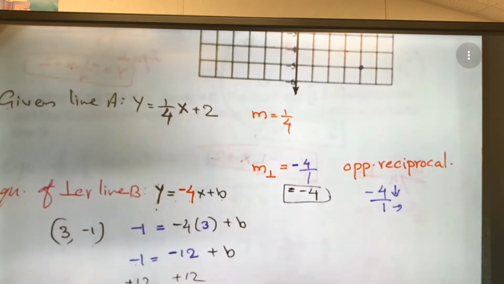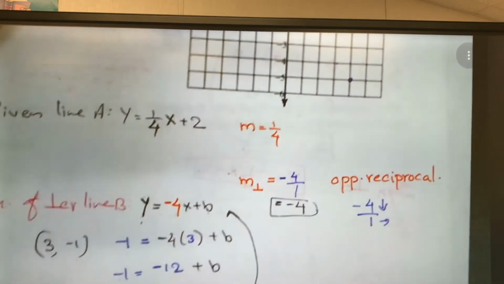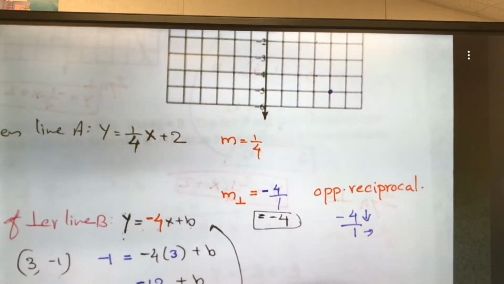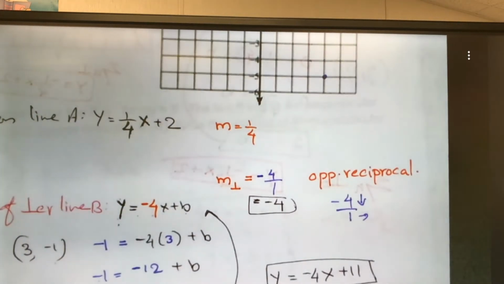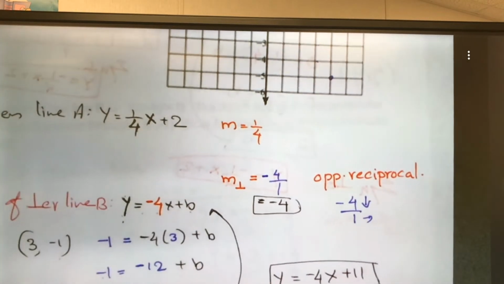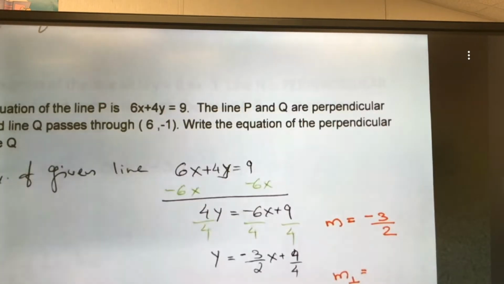So replace the b with 11 here. So my answer is y is equal to negative 4x plus 11. So the equation of the perpendicular line is y is equal to negative 4x plus 11. Here is the next question.